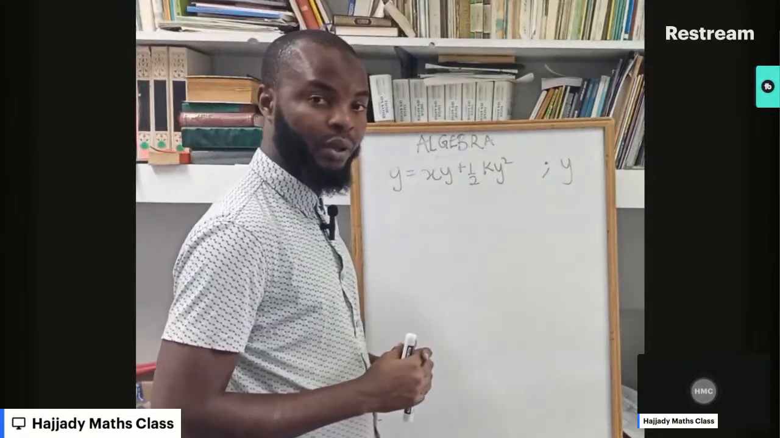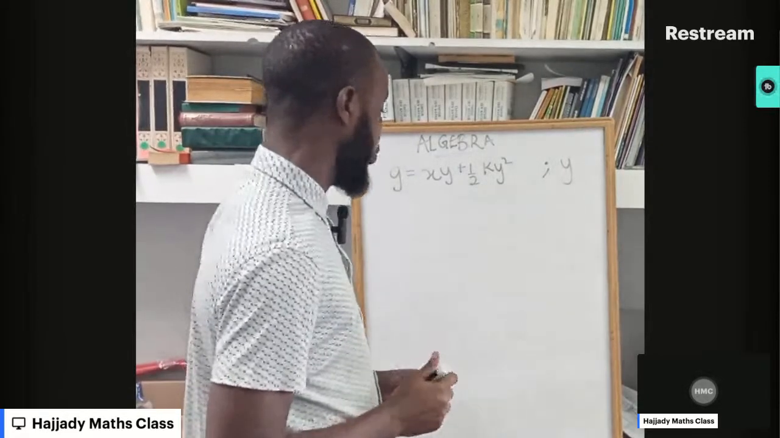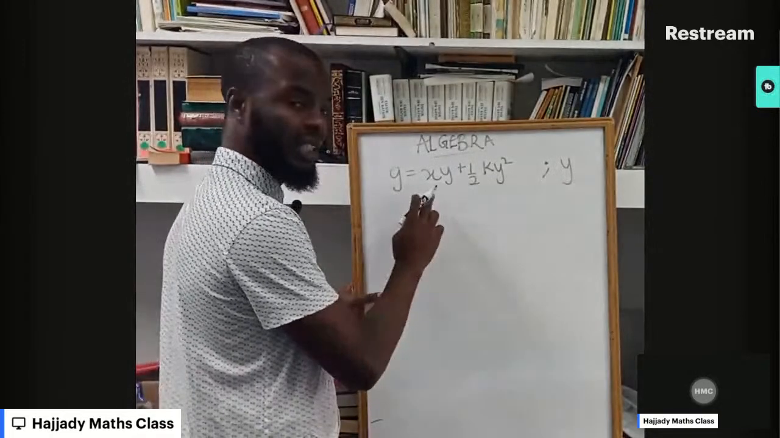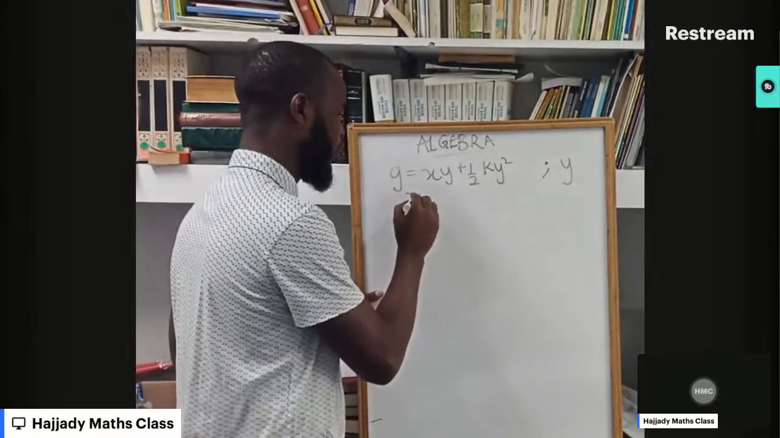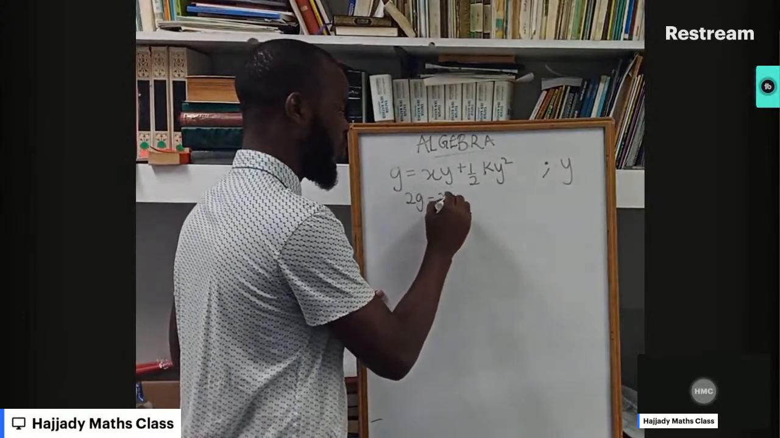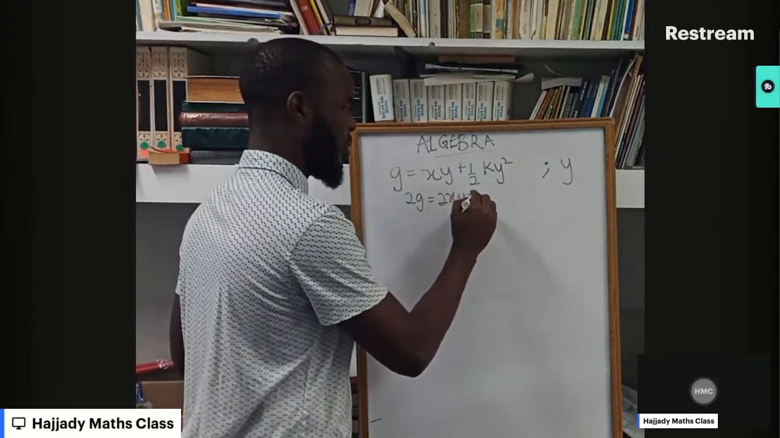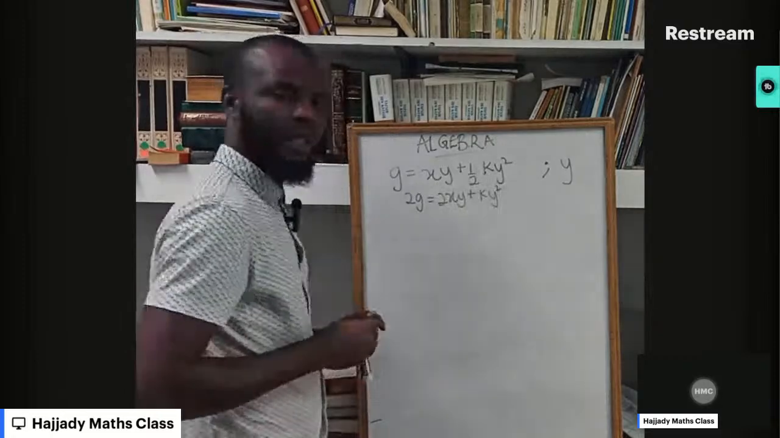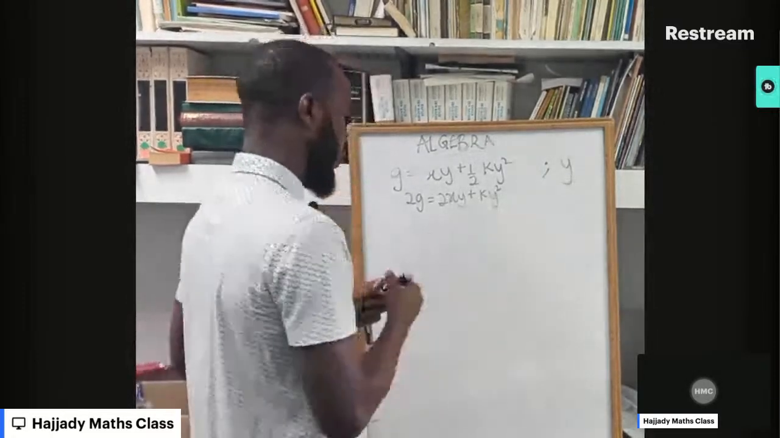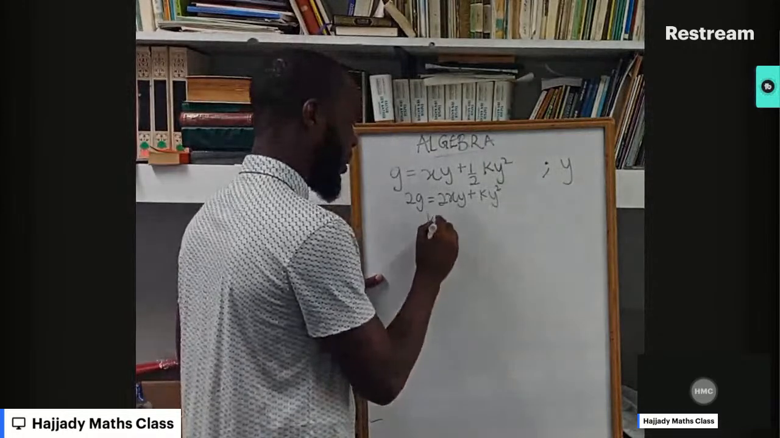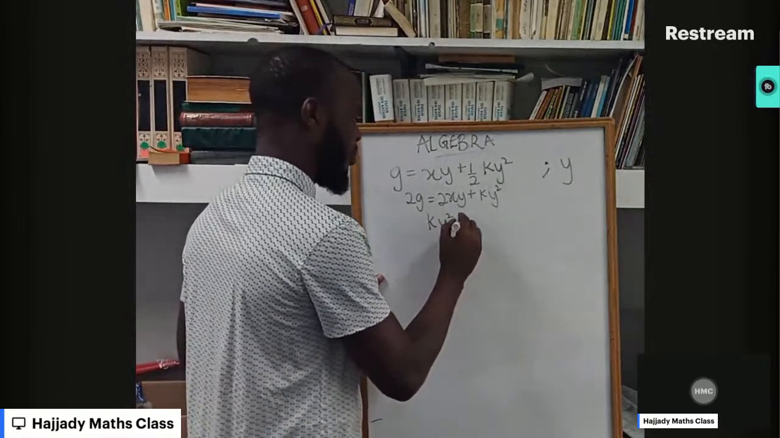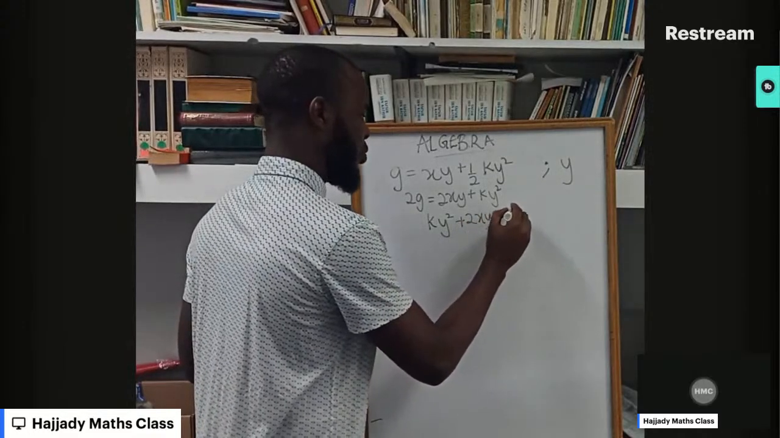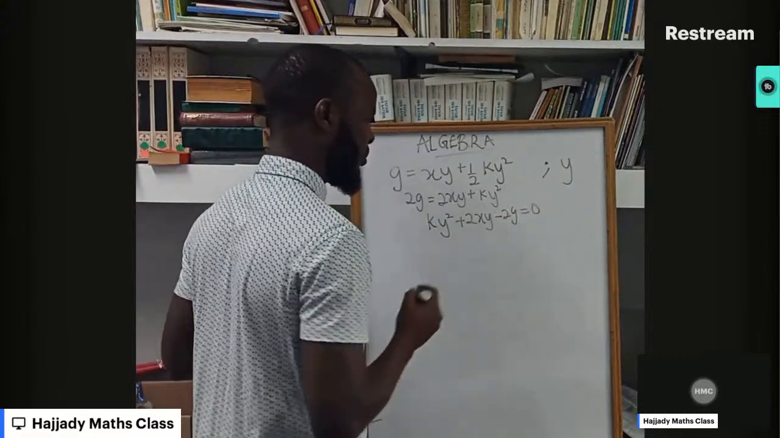So the first step for us to do here is to multiply through by 2. Doing that, multiplying each of the terms by 2, I'm going to have 2g equals 2xy plus ky squared. Now looking at this, it can be written as ky squared plus 2xy minus 2g equals 0.